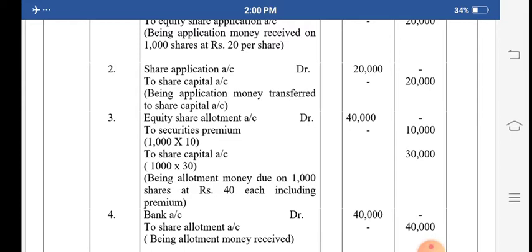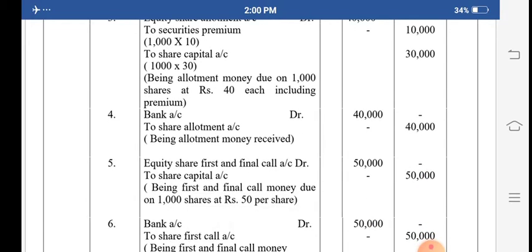Okay, so now write the narration: being allotment money due on 1000 shares at rupees 40 each including premium. Now this 40,000 they are going to receive. So how to pass the journal entry: bank account debit rupees 40,000 to share allotment account credit rupees 40,000, being allotment money received.